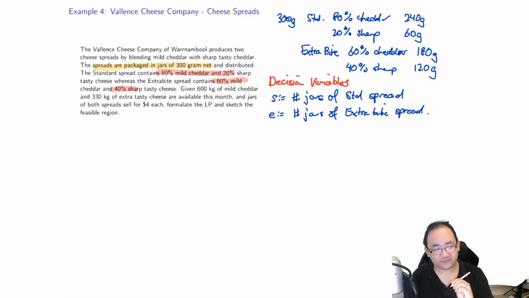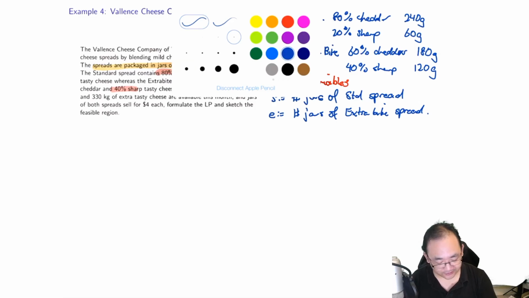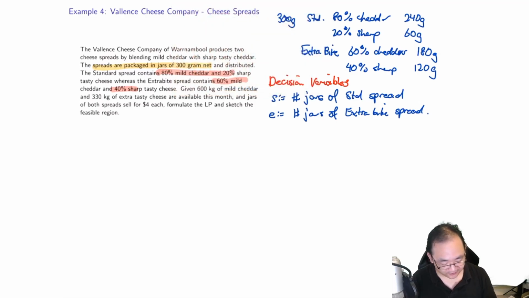Notice like before, I've also defined the units. So that's how this basically works. So next is the constraints.